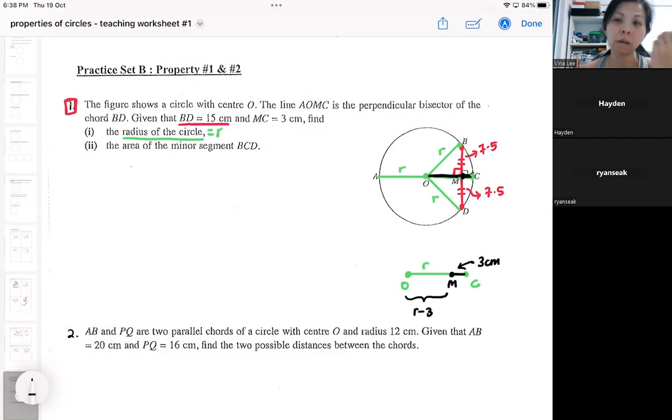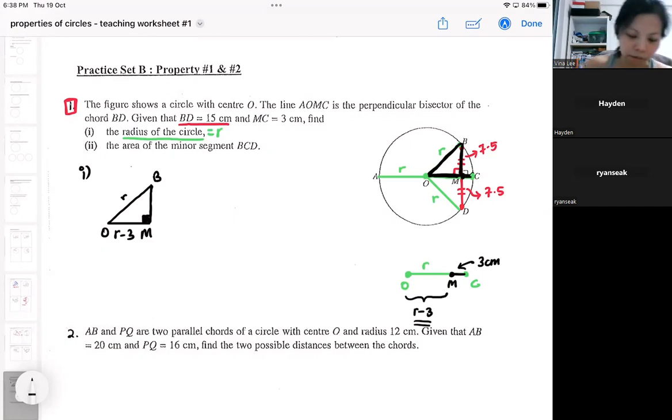Okay, so why do I aim for R minus 3? Because I'm trying to do a Pythagoras theorem. Eventually, in order to find the radius, I am trying to do a Pythagoras theorem. So I'm targeting OM, which I get from here, which is R minus 3. And I know that this is a radius. Anywhere from the center is the radius. So I have a radius. I have a 90 degree. The 90 degree also comes from the property. And then I also have a 7.5. Where do I get the 7.5? Because the property also tells us that it will cut the chord into half. So if I form a Pythagoras theorem from here, I should be able to solve for R.